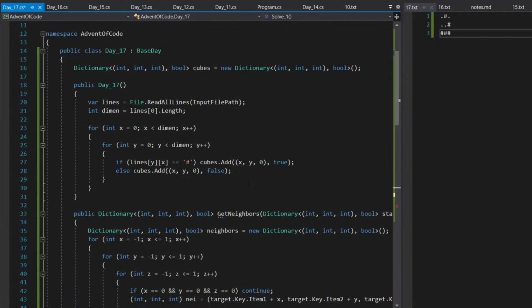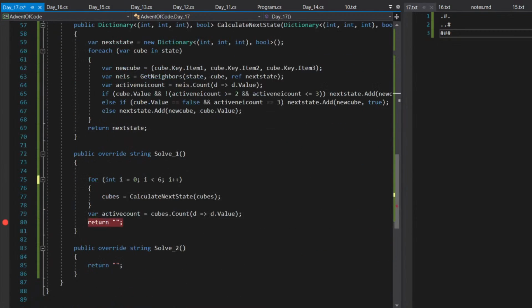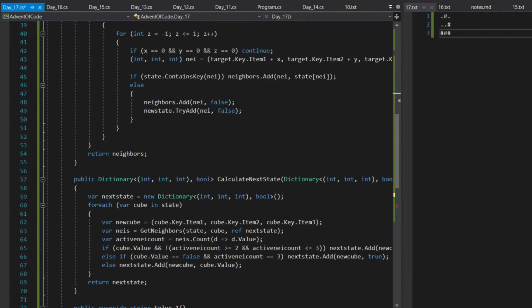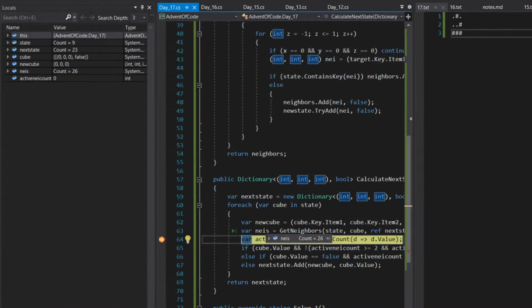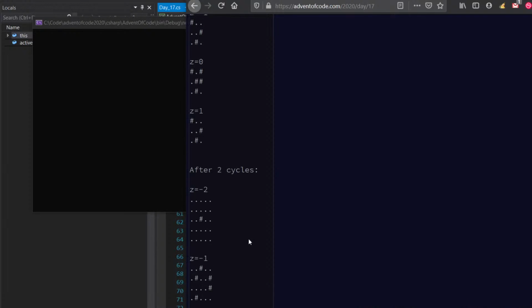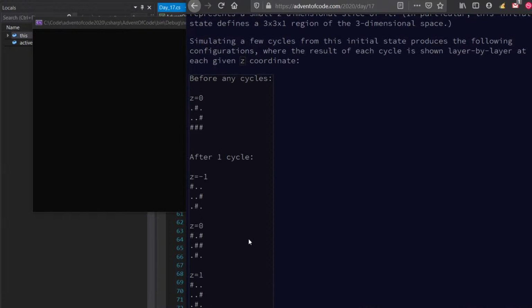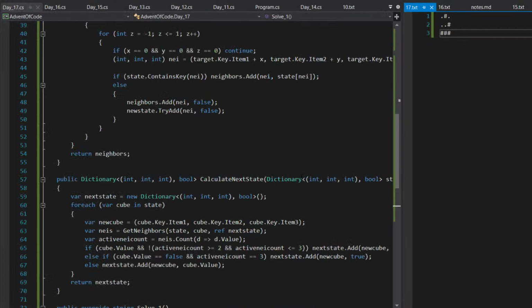Day 17 input file path. I got this guy. Seems to be parsing correctly. Got an efficient data structure. I have a method of calculating the next state. When I run this and debug, I get 26 neighbors. And I get the same count as when I do it manually by just eyeballing it. Yep. I do not understand.